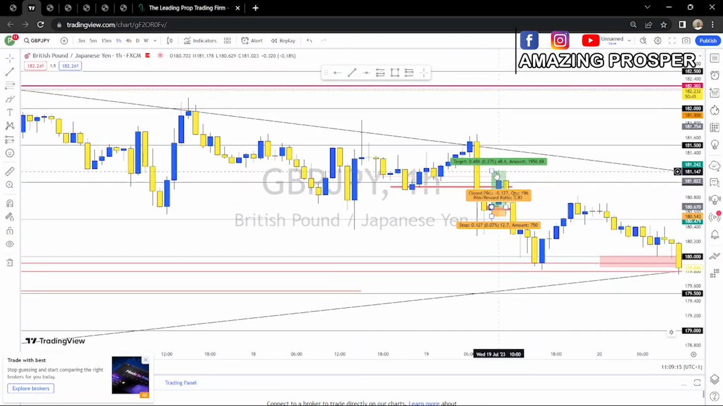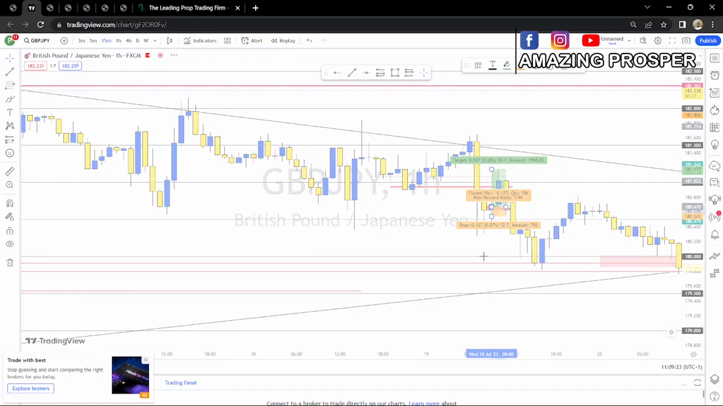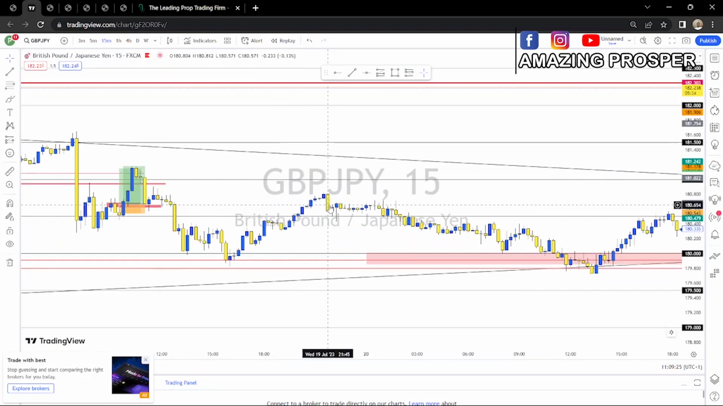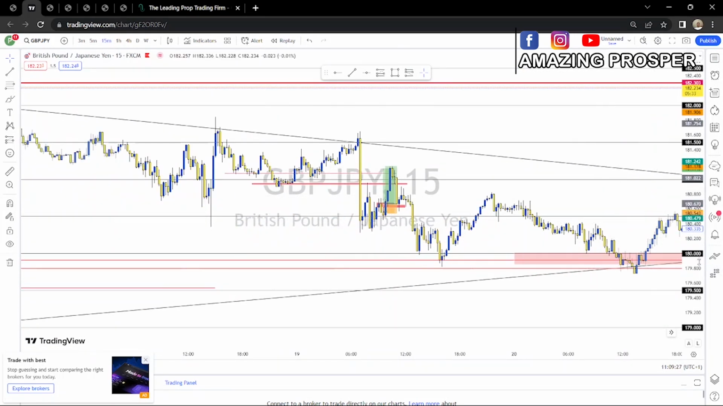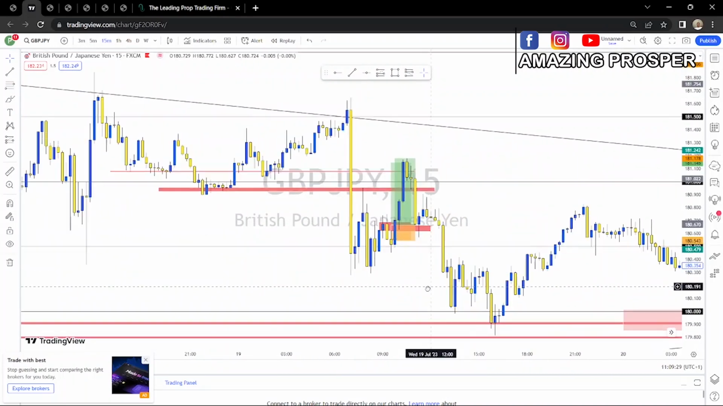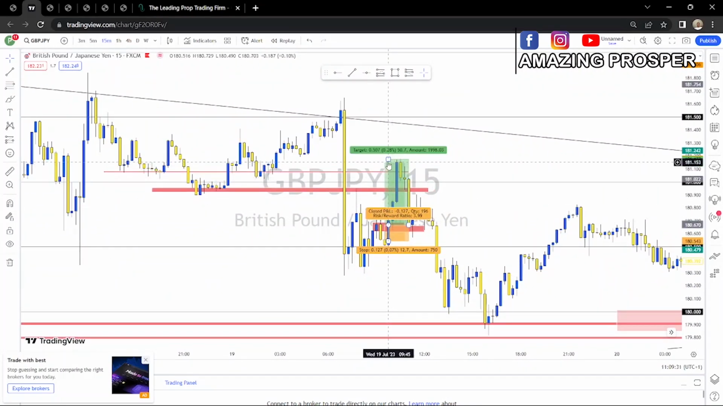Yes, I know it's about 50 pips because I got in on 15 minutes and I got out from 15 minutes. So this is some of the trades that I took.